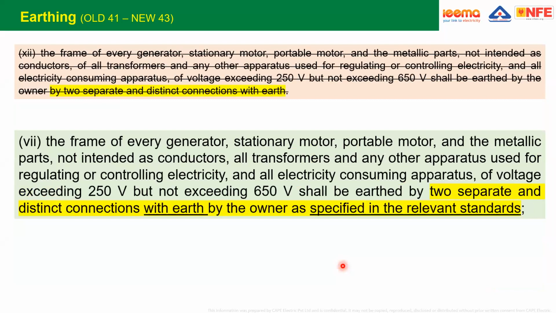Now let me go to the next one. This is about the frame of the generator, by two separate and distinct connections with the earth. This is not to the earth electrode, this is to earth, meaning the common bonding bar.